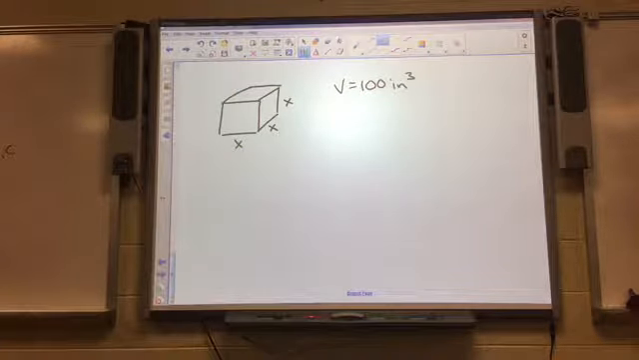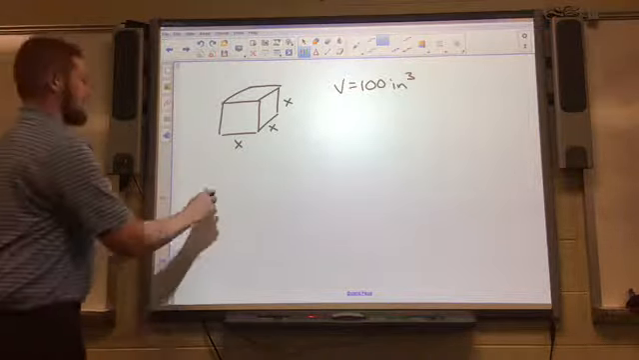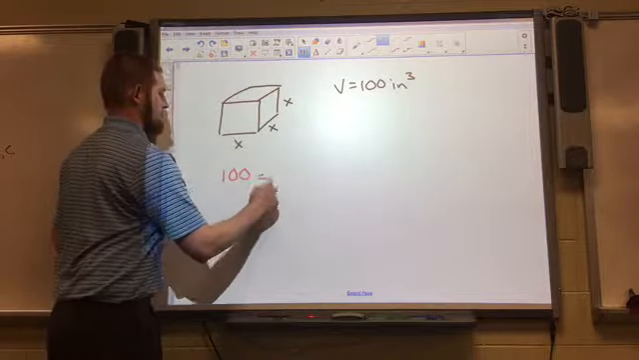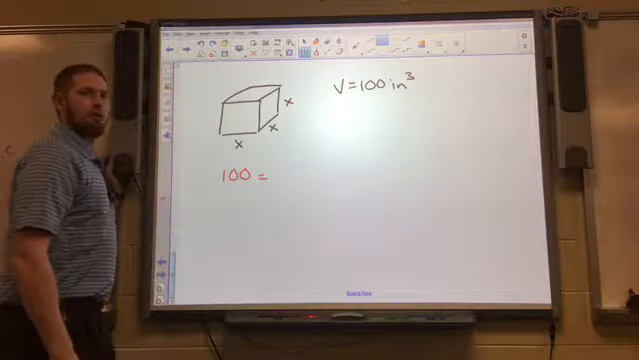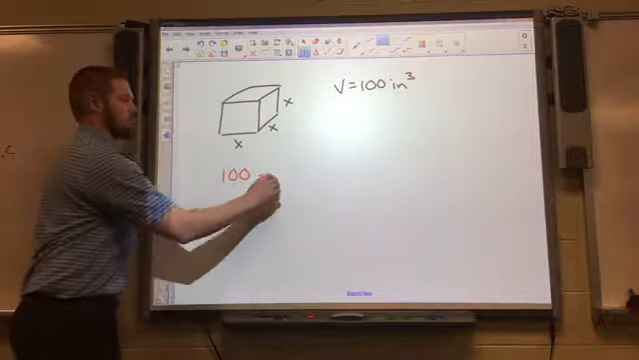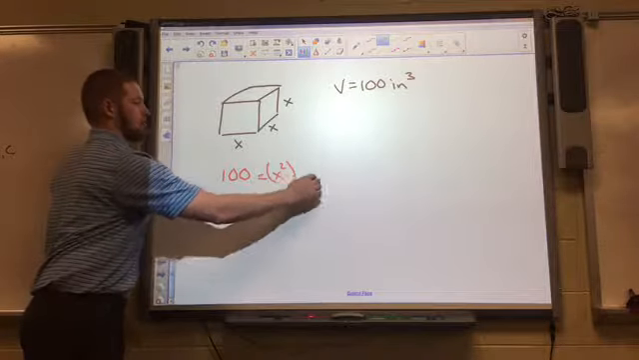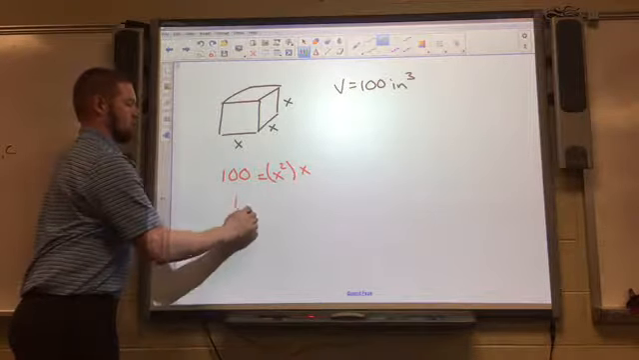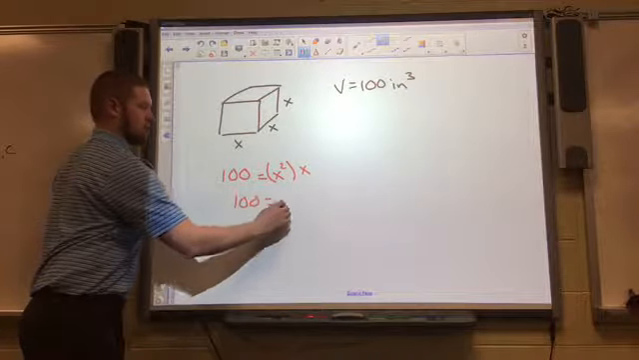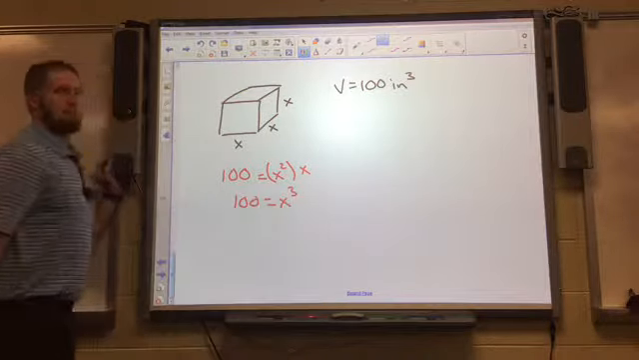I want to find x. Same kind of problem, right? Pretty similar. So I'm still going to have 100 equal to the area of my base times my height. But what's the area of my base now? x squared times my height, so I actually have 100 equals x cubed.